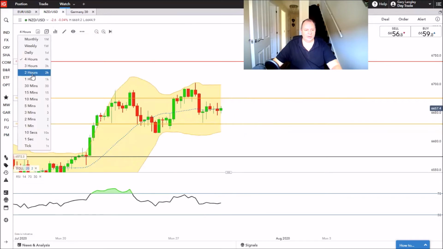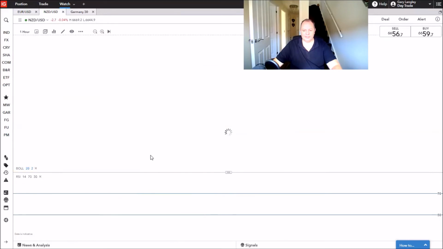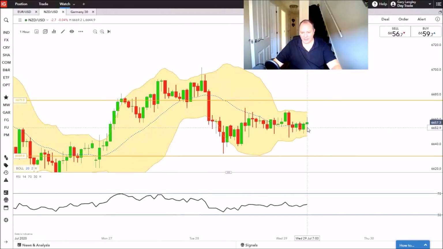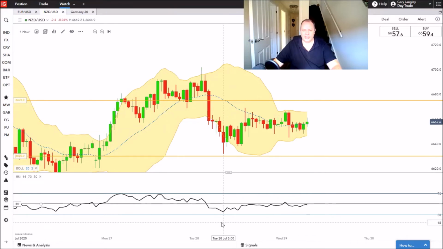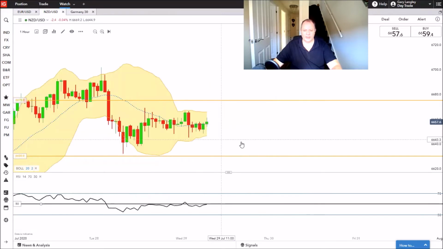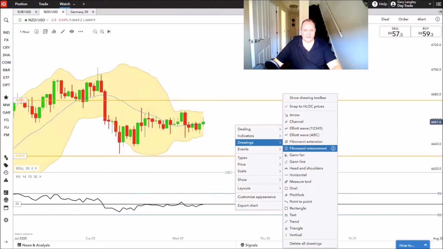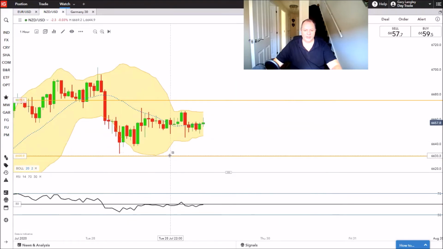Take this down onto an hour. Still in the middle of the bolly. Tails. Yeah, starting to cross the... Just a good tip, guys. It's always good to have a midpoint on an RSI, just so you can see exactly where it is. So, yeah, that's poking up. Let's draw in a fib. I think it's going to go that way.